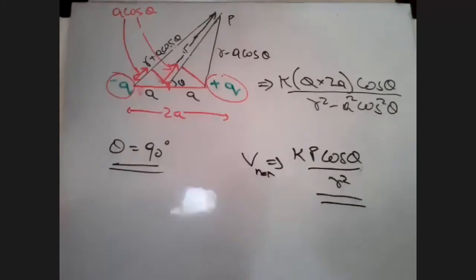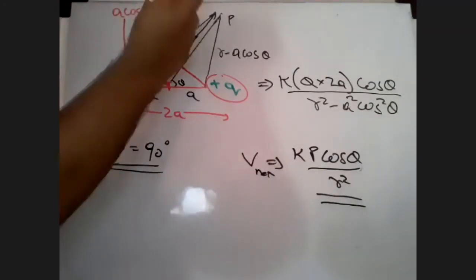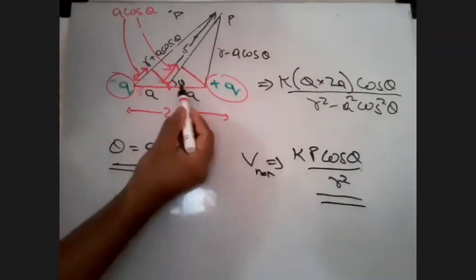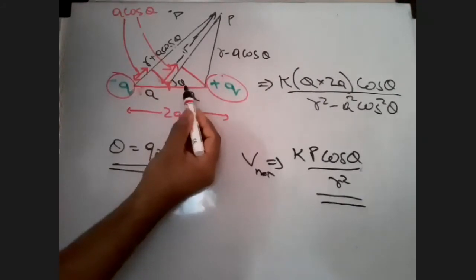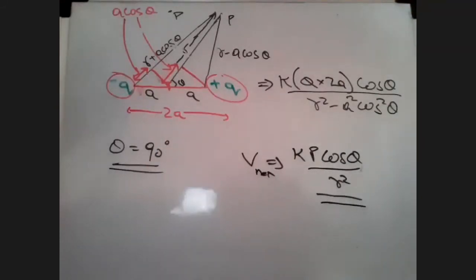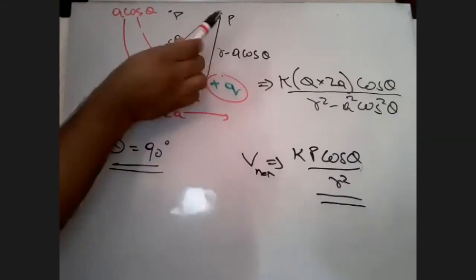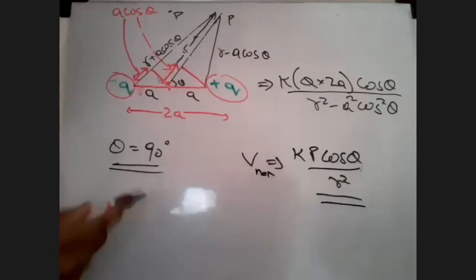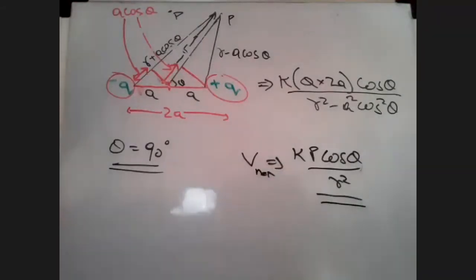So point P goes from where to where? Point P comes exactly in the middle somewhere. Am I right? If I make this theta 90 degree, basically I'm shifting this point P over here to 90 degree. Is that clear? So in that case, what is cos 90?